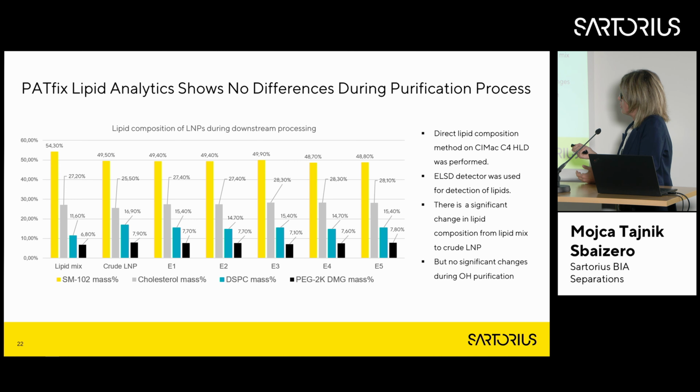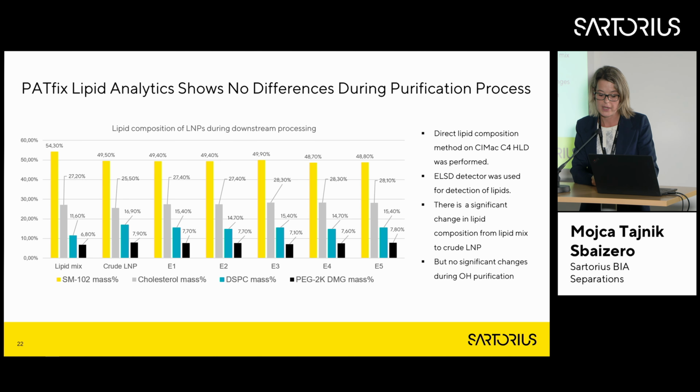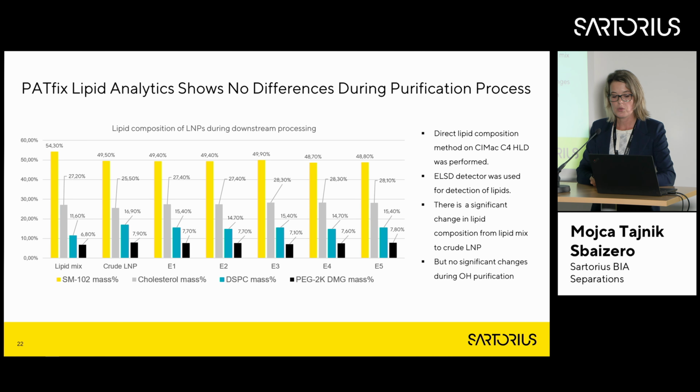So throughout the purification, the lipid composition was stable, also in the crude LNPs, but in the lipid mix with the starting material, there was a bit of difference. So a significant difference in the lipid mix, and then the sample and the fractions had the same lipid composition. What is actually very important, this shows you that the whole fraction will have the same lipid composition.